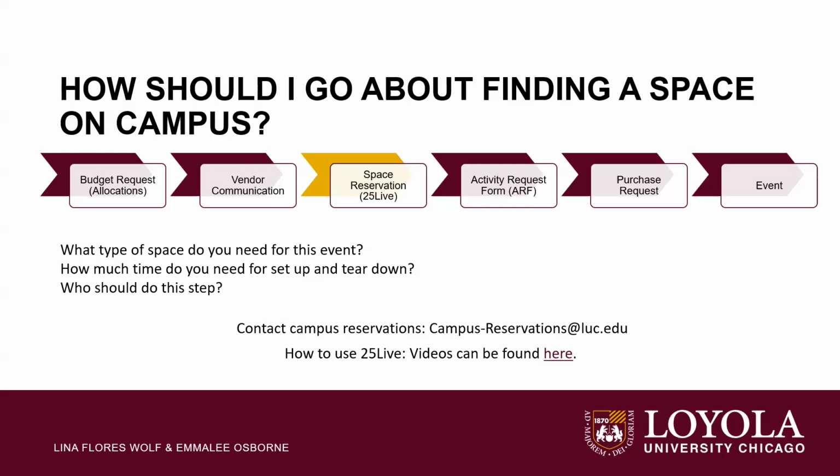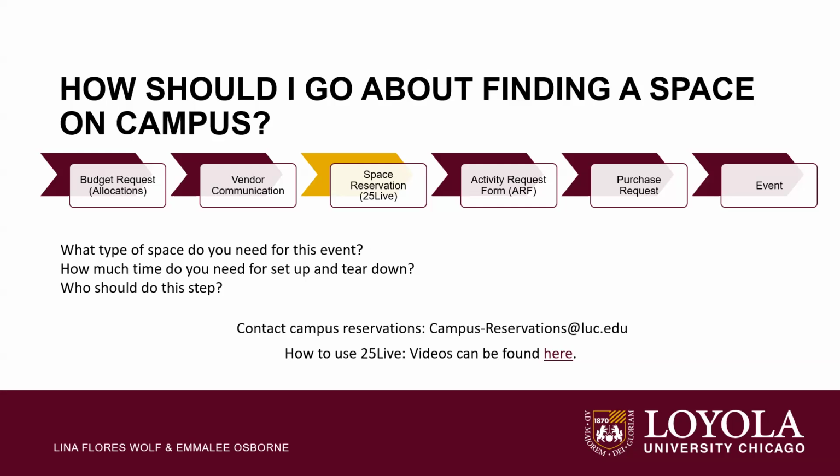So for example, if you're hoping to host a movie, you might think, oh, well, the Damon Cinema is the best option, and that might be the case. But if the cinema is not available, what are some other alternative spaces that you can utilize that can serve just as well? You also want to think about how much time you need for setup and teardown.